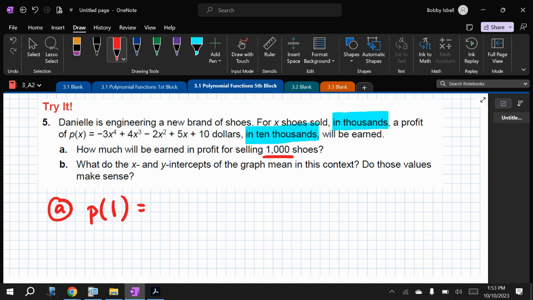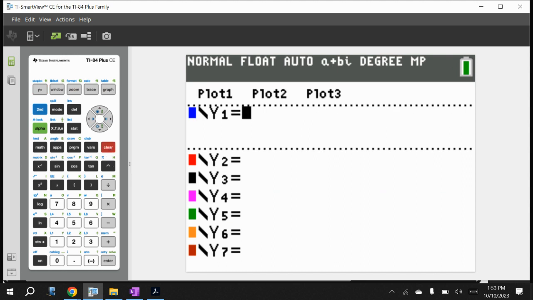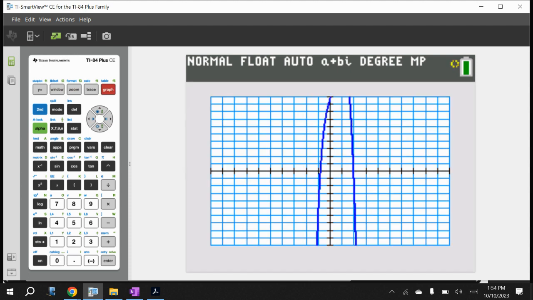I'm going to do it the same way we did it in example 5. I'm going to let the graph do it, because that's easier than working that through. Not that this one is terribly hard, but it does tend to get a little easier this way. So let me get my equation: negative 3x raised to the 4th plus 4x raised to the 3rd minus 2x squared plus 5x plus 10. Okay, I'm going to hit graph.